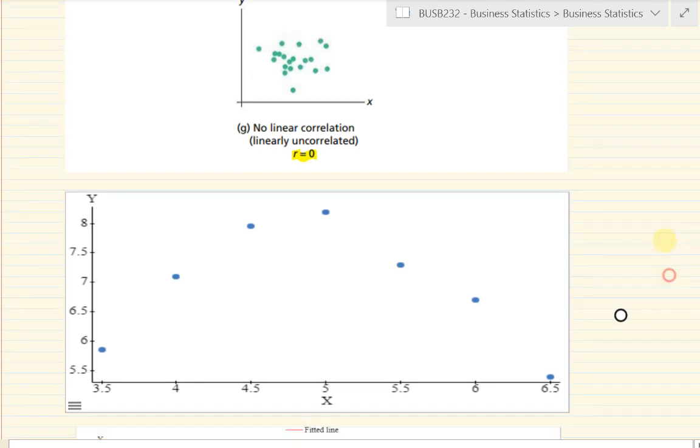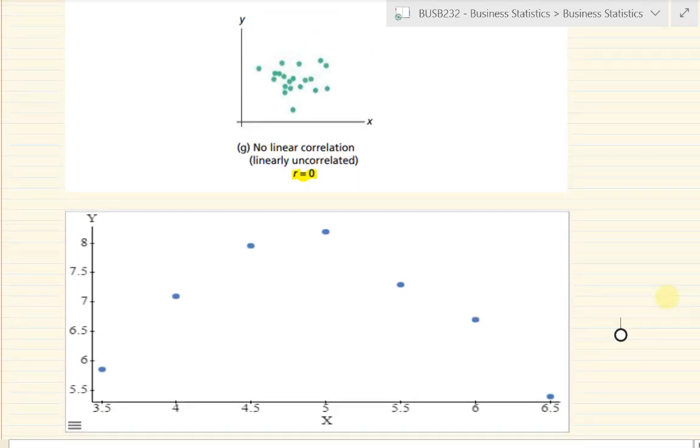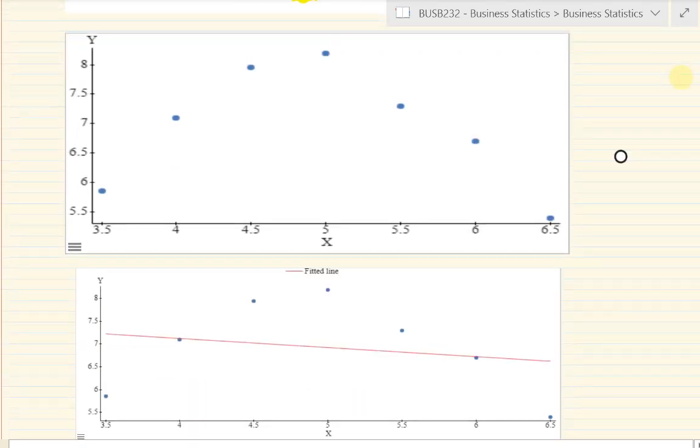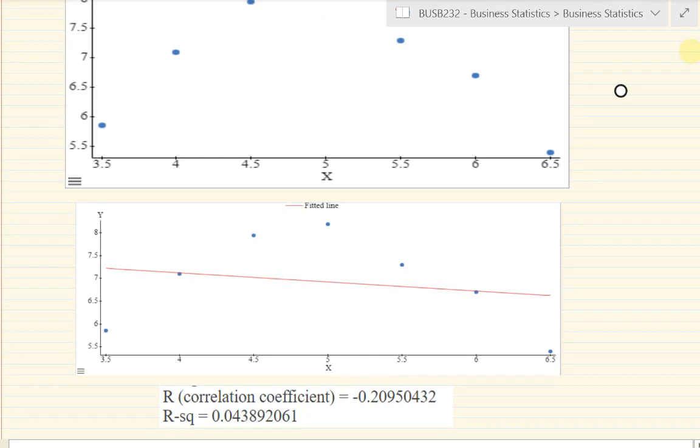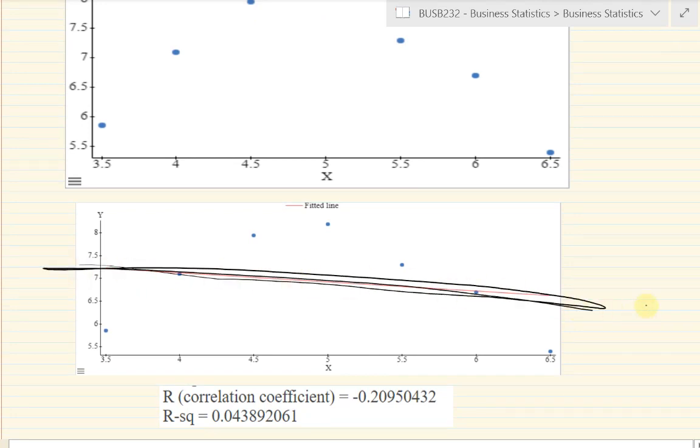Here I made up this data. And I'll show you the equation of this and what I've done. But notice there is no straight line secular trend in this data. It starts low, rises, and then it falls back down as x increases. So what I did is I fit a line through this. Right here, that's the fitted line.